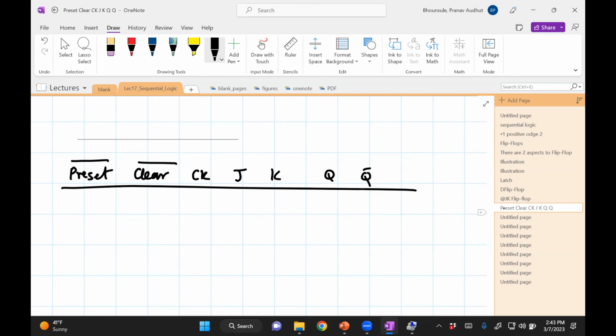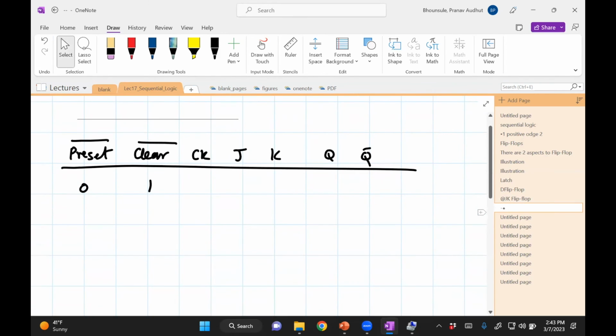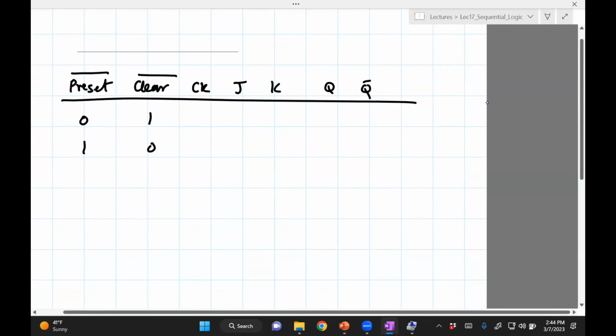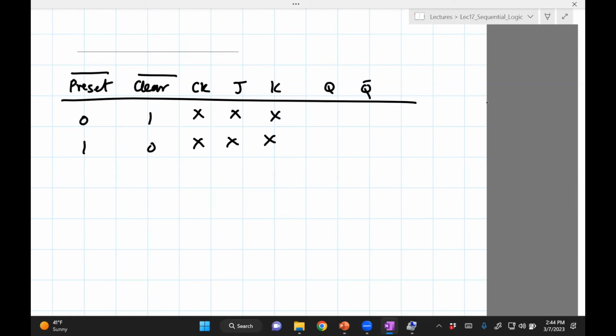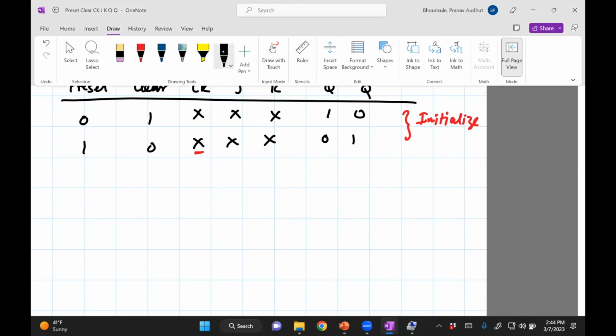So preset is 0, 1, 1, 0. These particular inputs are used to set the initial state of the JK flip-flop. So here, it doesn't really matter what CK is, it doesn't matter what J is, or any of this, it'll just set it to 1 and 0, or 0 and 1. Okay, so this is initialize. Note that it overrides the CK. It doesn't matter what CK is. Okay, next.